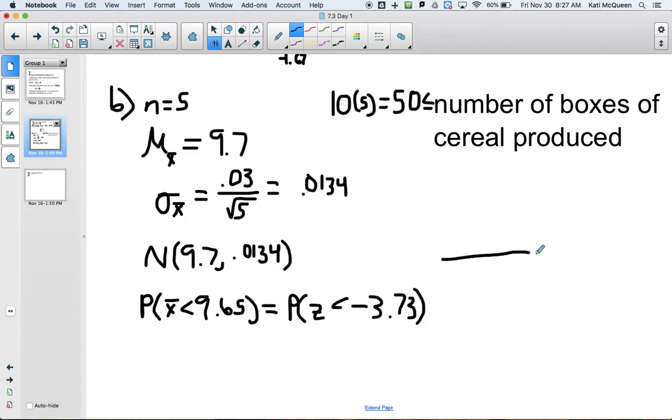Okay, so anytime I use that normal CDF, I want to draw a curve of what we're looking at. Negative 3.73 is going to be way over here. So a very tiny area. So just this little piece here. So that, using normal CDF, gives us 0.0001. Oops, I missed a 0 in there. Okay, so that's really it for sampling distribution of a mean.